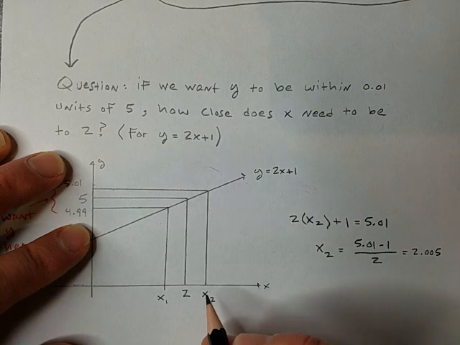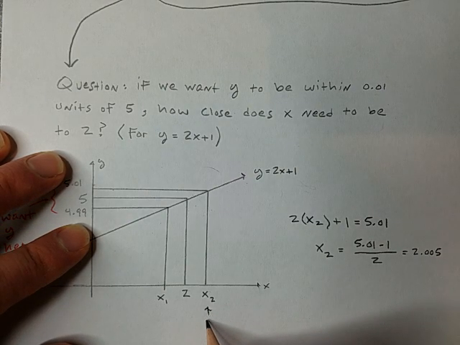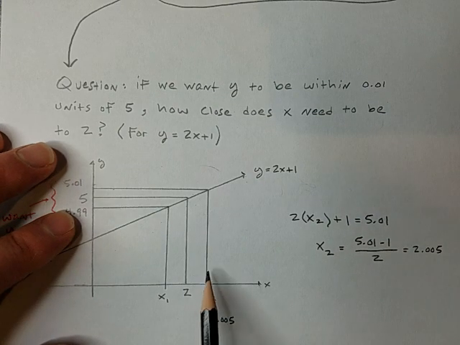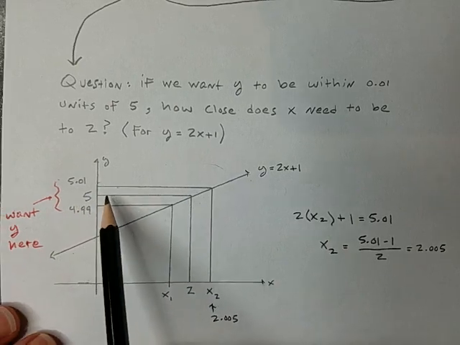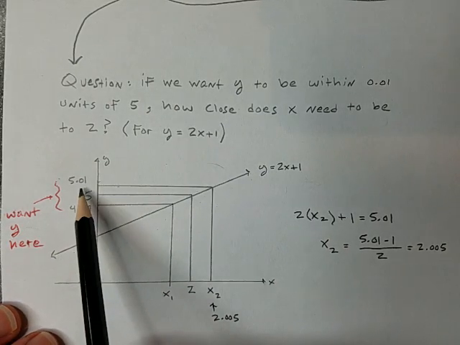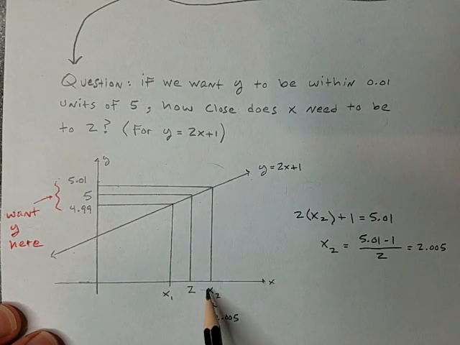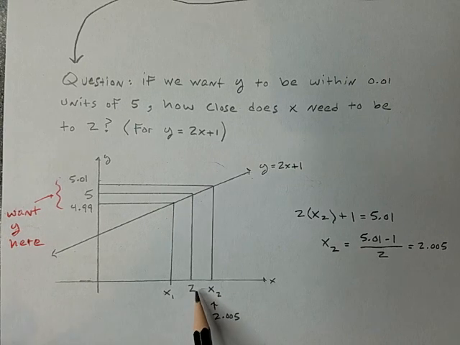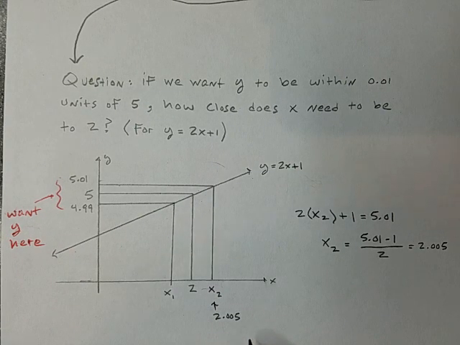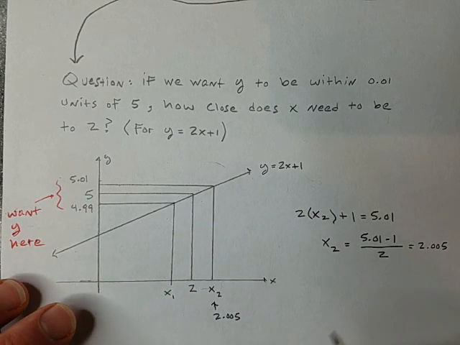So that number right there, 2.005. On the right-hand side, if you wanted to ensure that your y was here, you'd have to plug in nothing higher than 2.005 for x. This other number, what about x1? We can find that the same way.